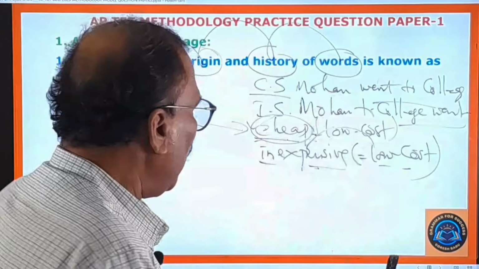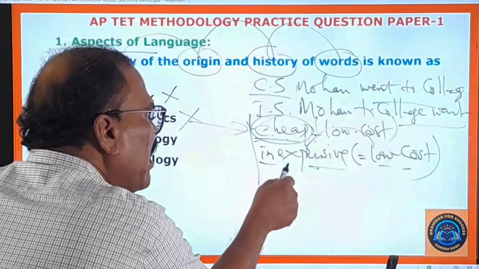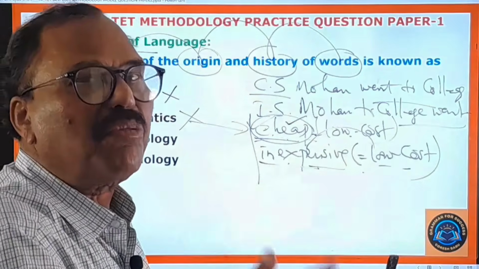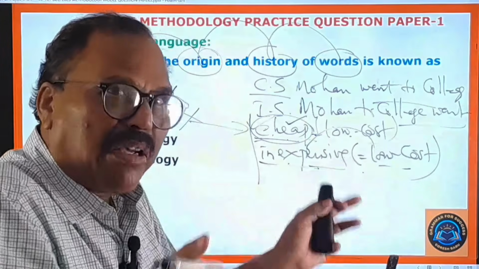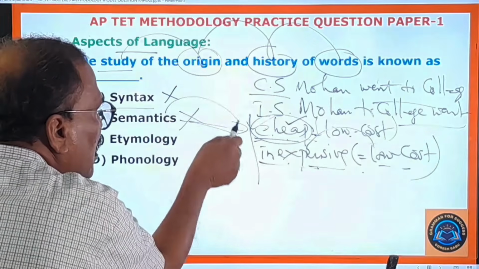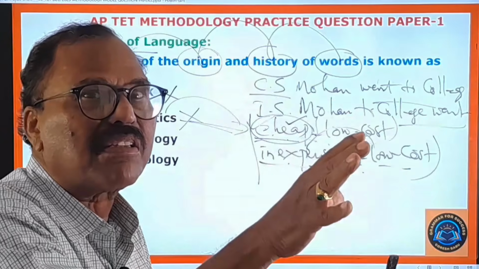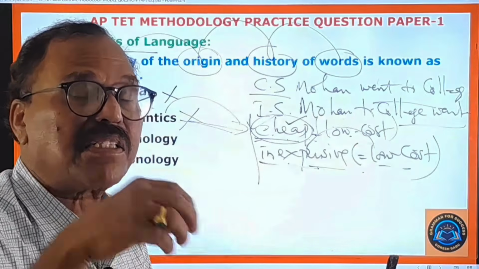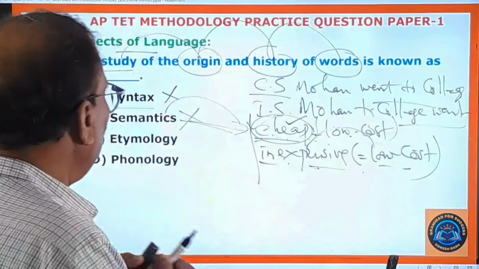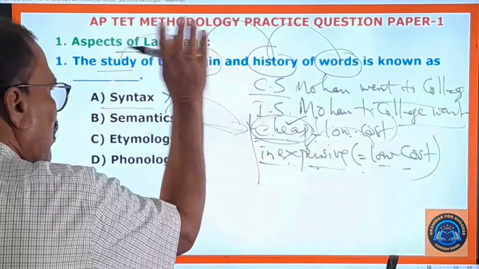Similarly, here these two words might mean the same, but this is somewhat a negative word and this is somewhat a positive word. That's why semantics focuses on what words, phrases and sentences mean literally and figuratively. So this is therefore not the right answer.